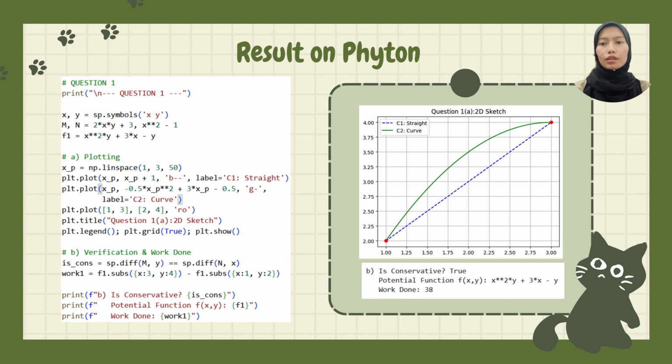To prove the field is conservative, we use the sp.diff function to calculate partial derivatives and compare them to ensure ∂M/∂y equals ∂N/∂x. We define the potential function f(x, y) in the script and use the subs function to evaluate the potential at the endpoint. The output confirmed that the work done is 38 units, proving that regardless of whether the particle follows the straight or curved path, the energy required remains the same.